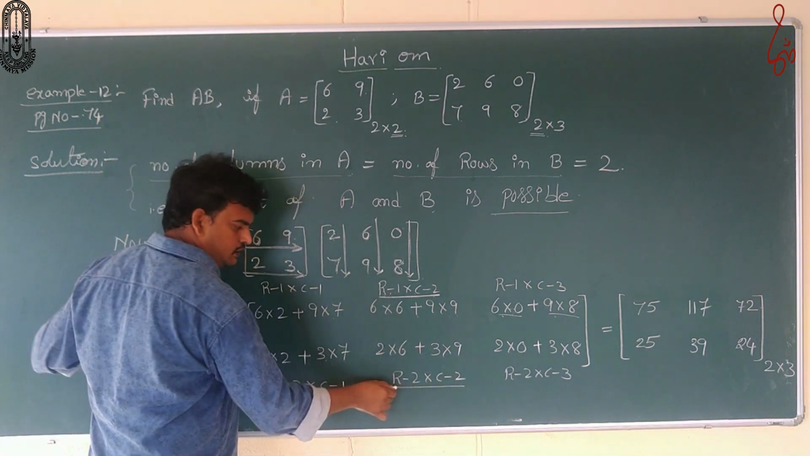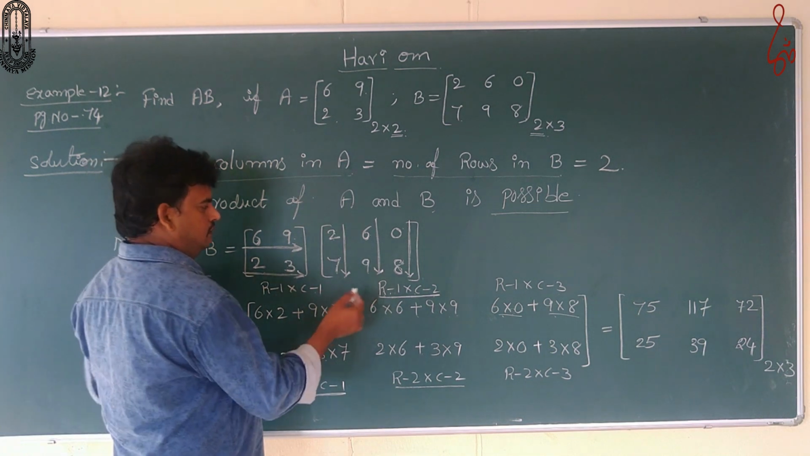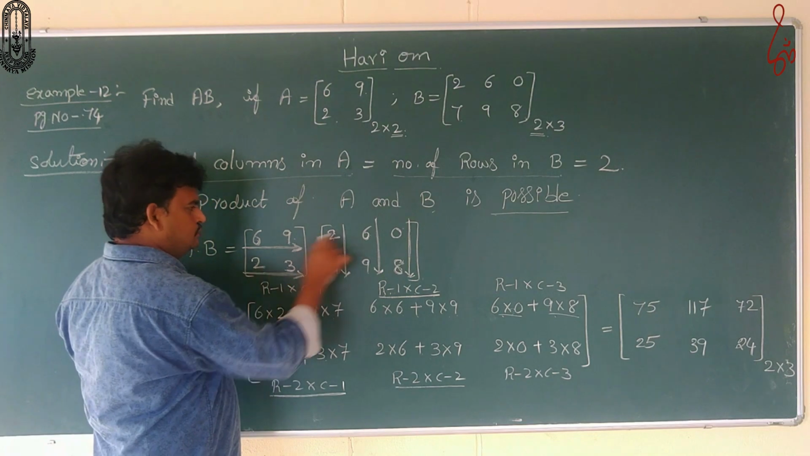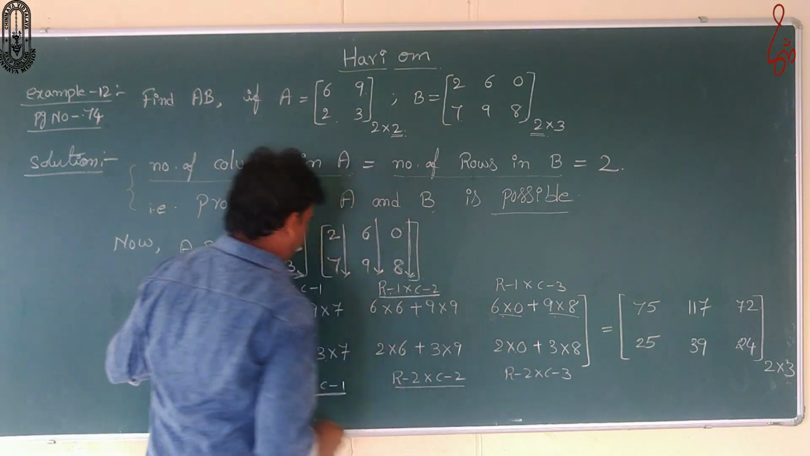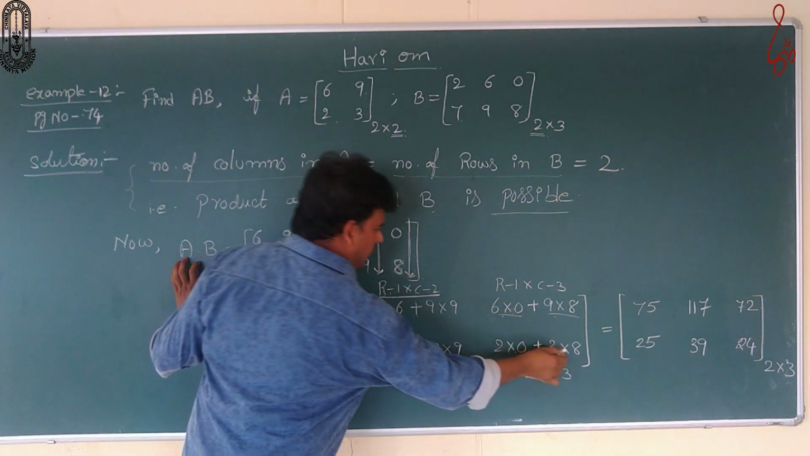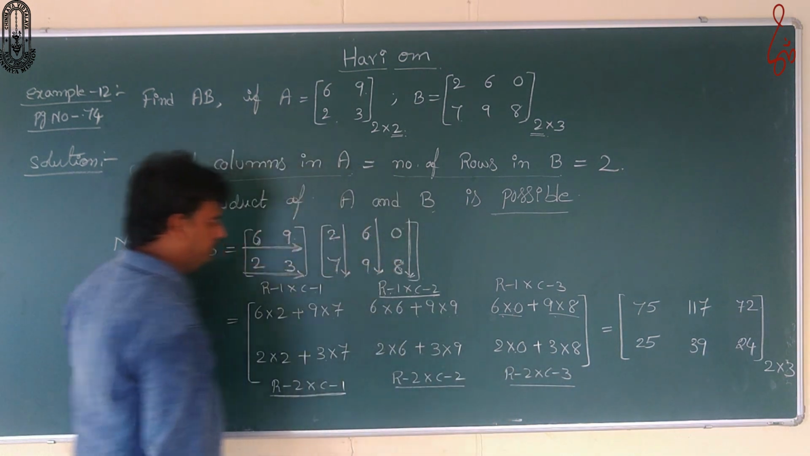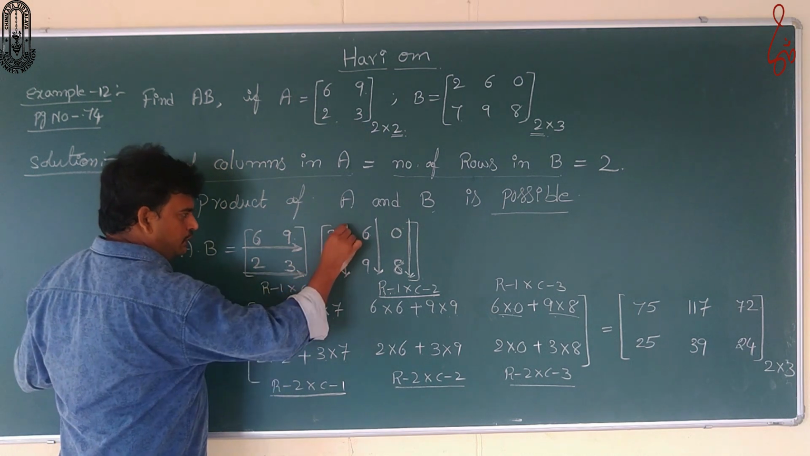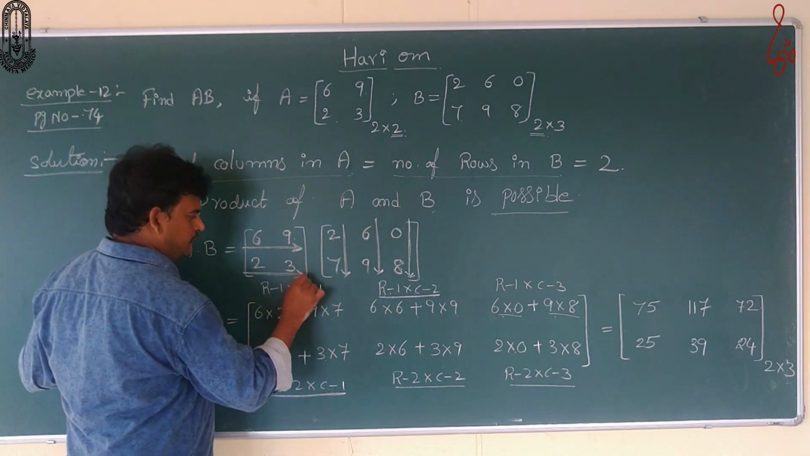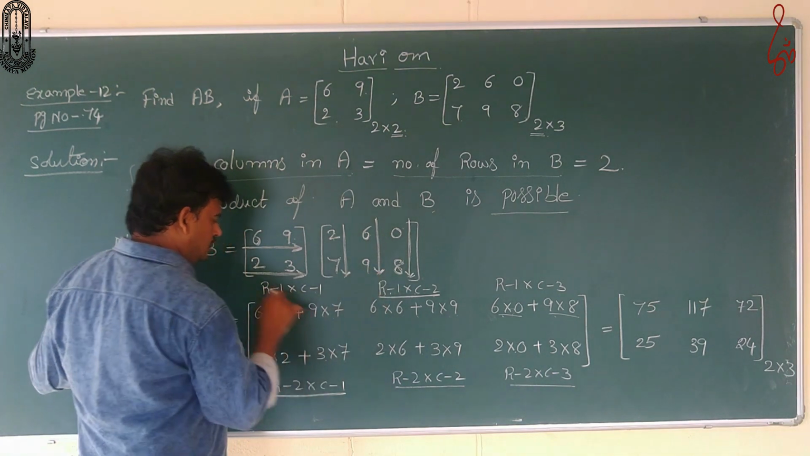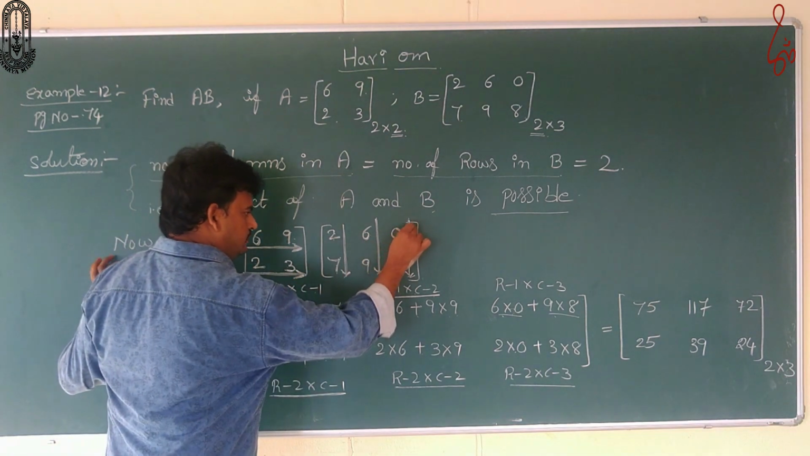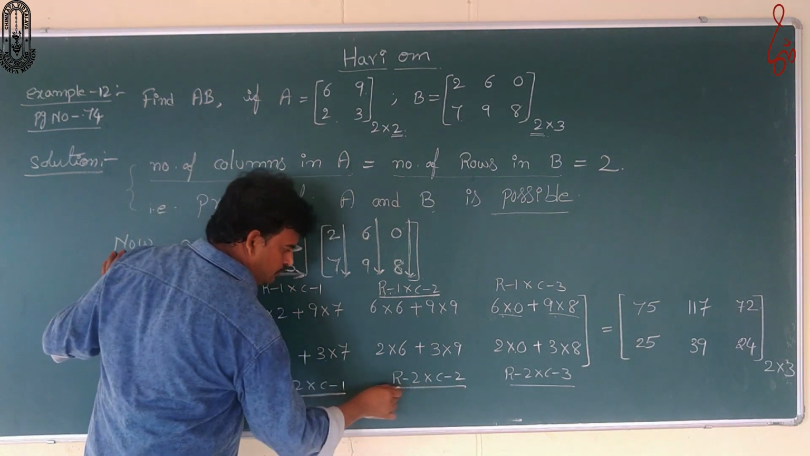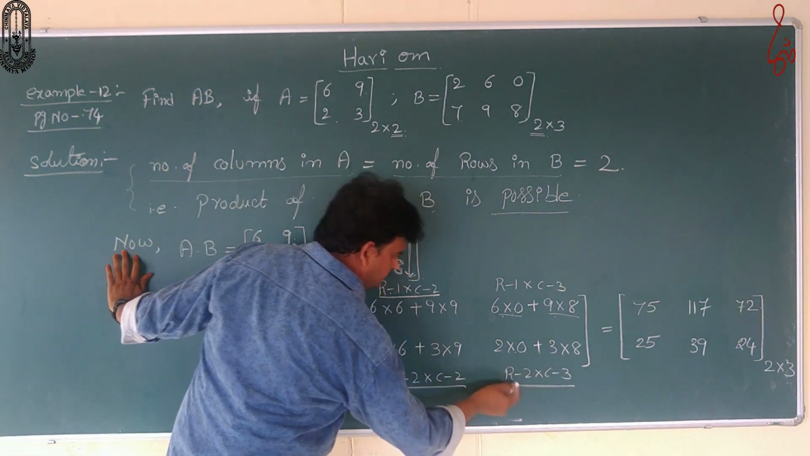So row 2 and second column. Then second row and third column, 2 into 0 plus 3 into 8. Second row and third column. So we are performing the operations: second row into first column, second row into second column, second row into third column, row 2 into column 1, row 2 into column 2, row 2 into column 3.